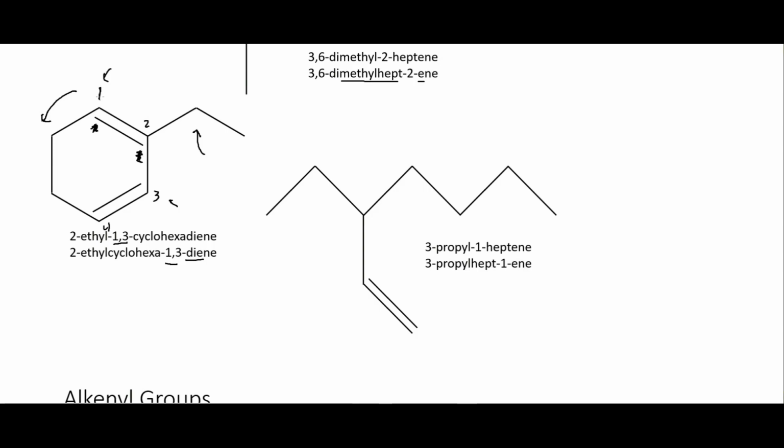We start here and we want to go around it in the way that will get us to this next double bond even faster. And so we start with this as 1, this is 2, and so we have 2-ethyl. So this is our ethyl group here. So 2-ethylcyclohexa-1,3-diene.